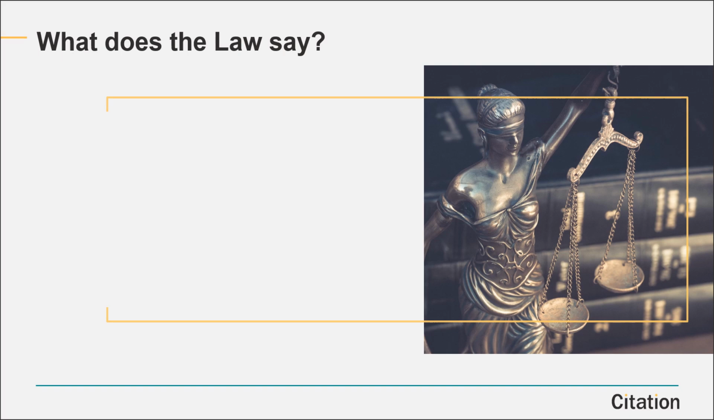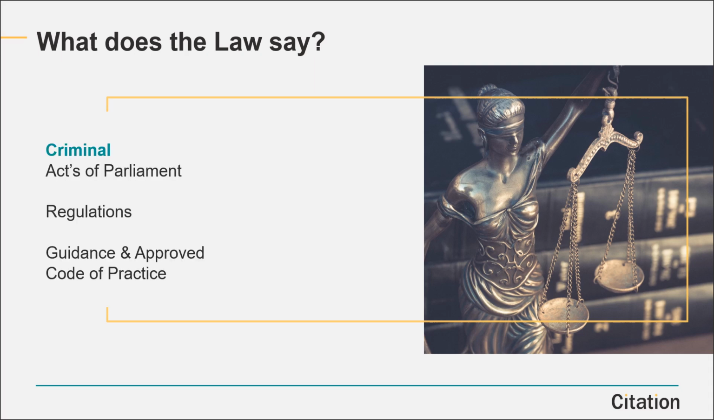So, what does the law say? There are two distinct streams here. In the first case, there's the criminal legislation, and this is generally derived by Acts of Parliament, regulations written under those acts, and guidance and approved codes of practice issued by various bodies, such as the Health and Safety Executive. The most common Act of Parliament most people refer to is the 1974 Health and Safety at Work Act, and most of the regulations sit underneath that Act. The people that use the criminal element will generally be prosecutors such as the Health and Safety Executive, the Environment Agency, Fire Authority, and Local Authority.